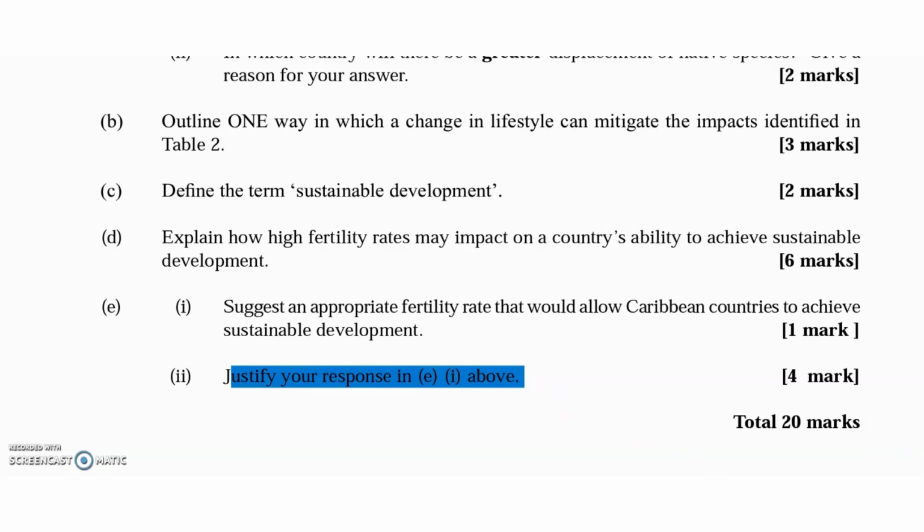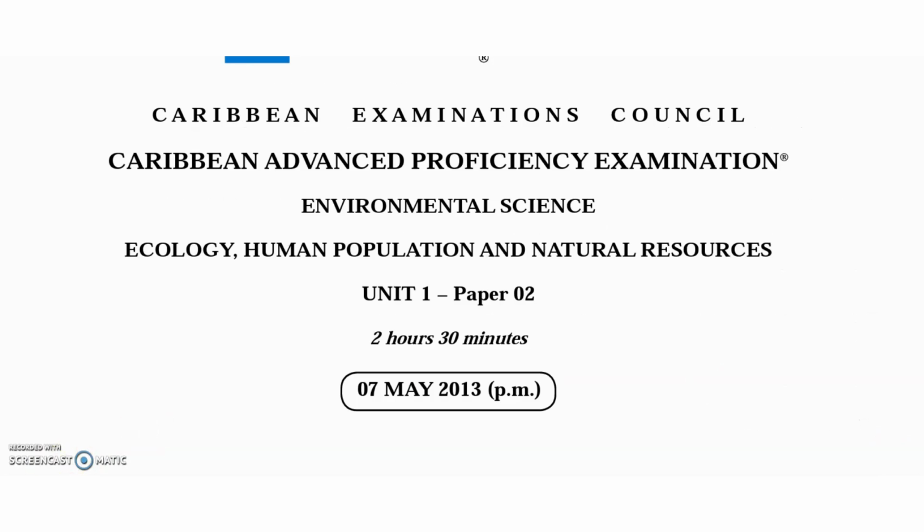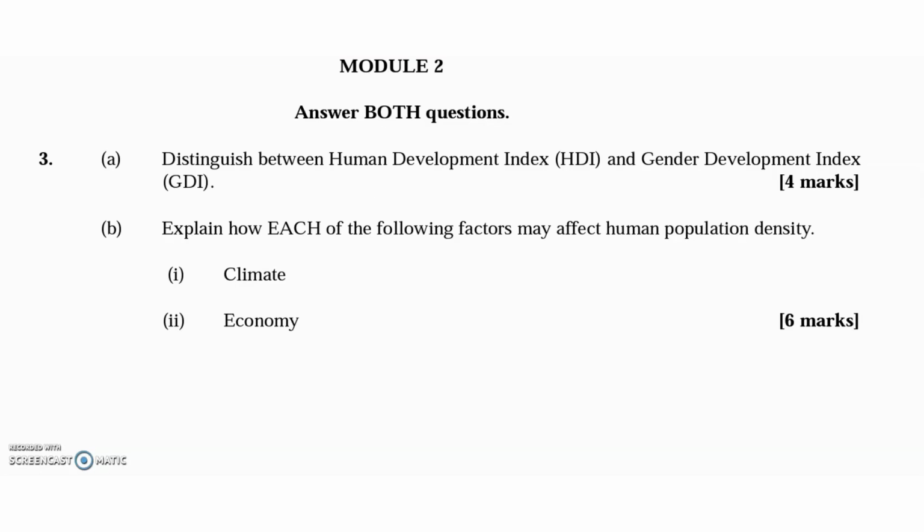All right, students, this is in fact the last question for the 2012 paper for Module 2. Let us begin quickly with respect to the 2013 paper, Environmental Science, Unit 1, Paper 2, Module 2. The first part of the question is question 3A, that is, distinguish between Human Development Index and Gender Development Index. Let's go through quickly.